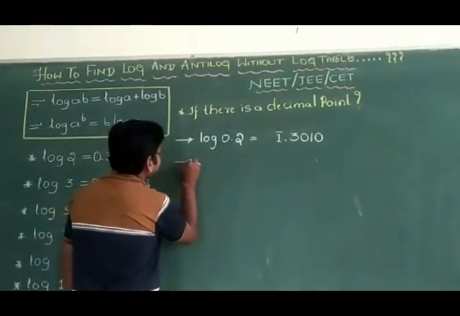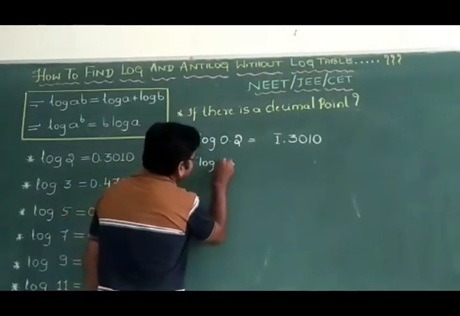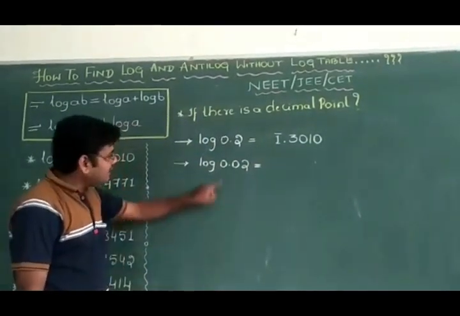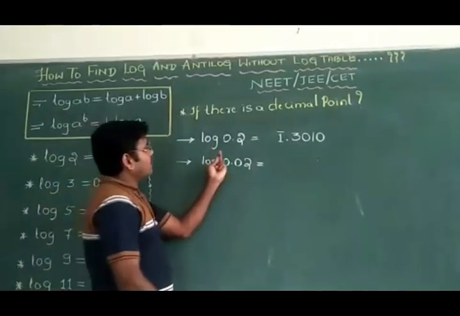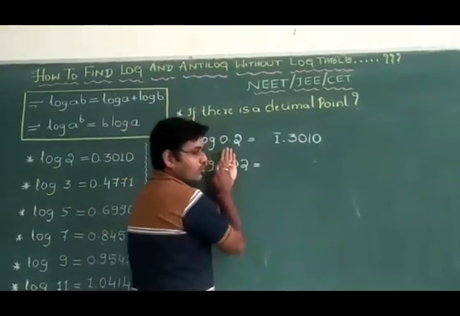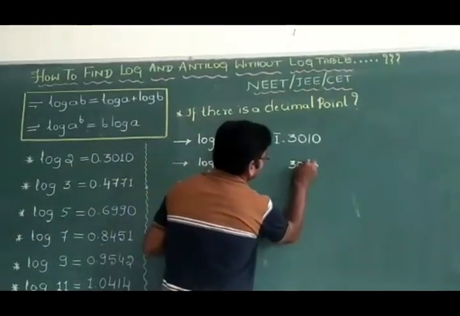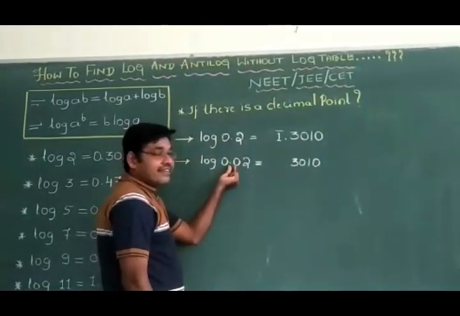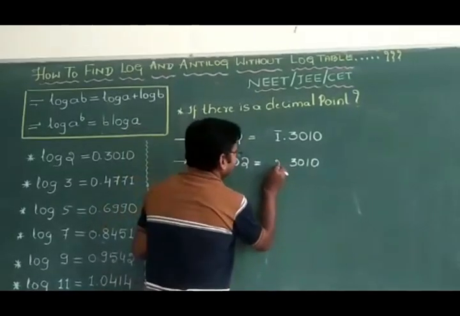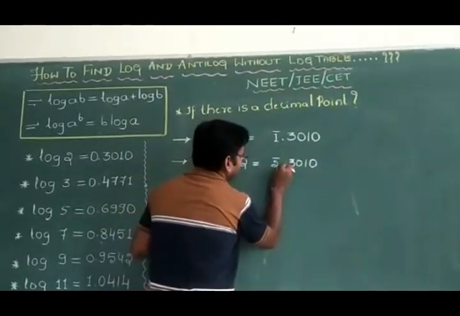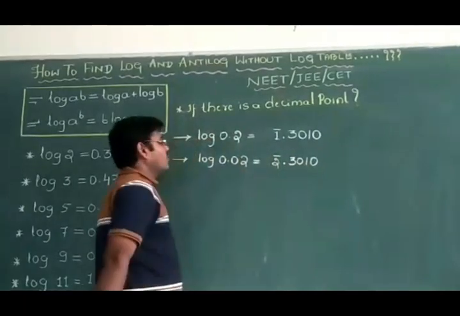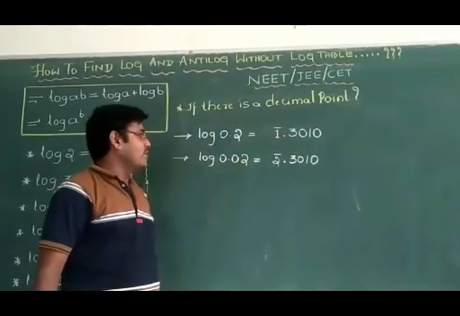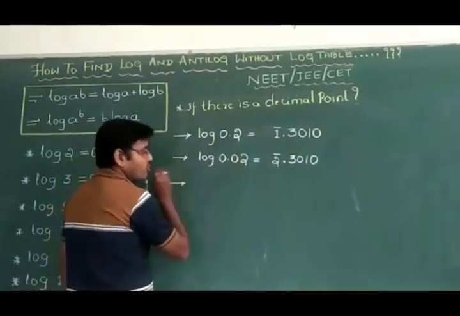Now similarly, the second example, log 0.02. In this example also, let us use the log 2 value. The 4-digit number is 3010, and here the characteristic is bar 2. Then put the decimal point. So the value of log 0.02 is bar 2.3010.